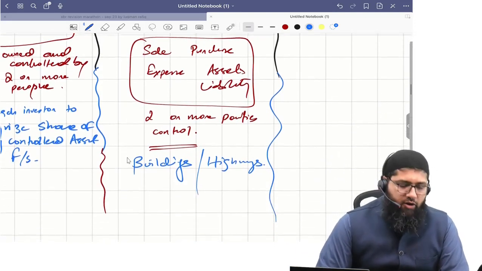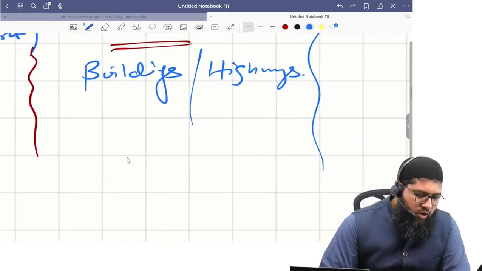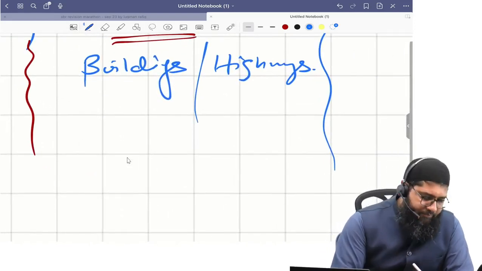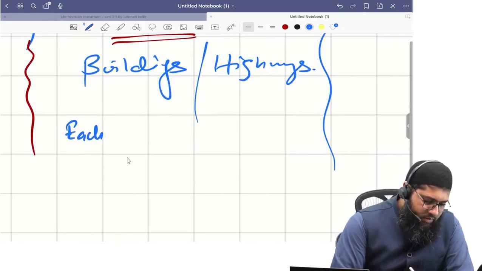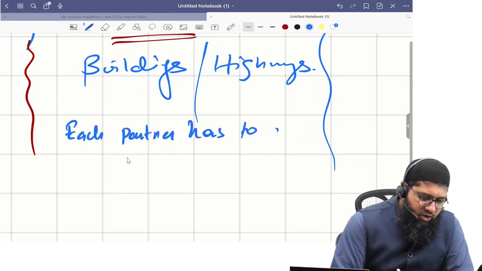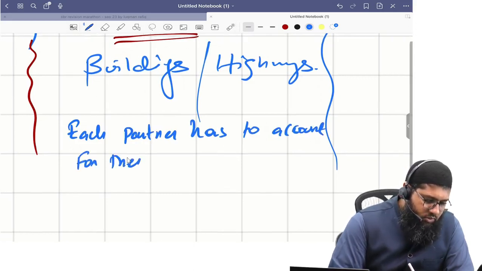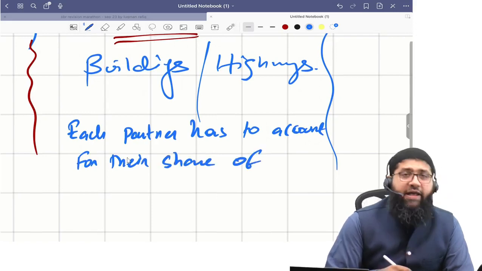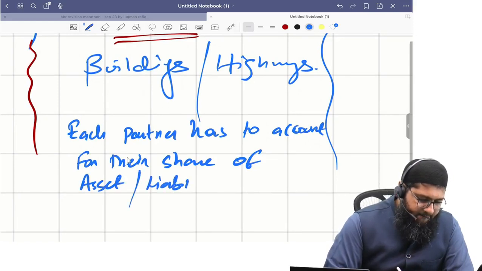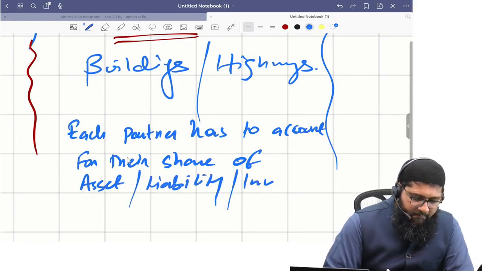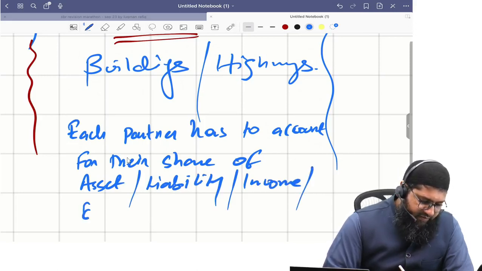When you have got a jointly controlled operation, how would you account for it? Under the jointly controlled operation, each partner has to account for their share of assets, liabilities, income, expenses.